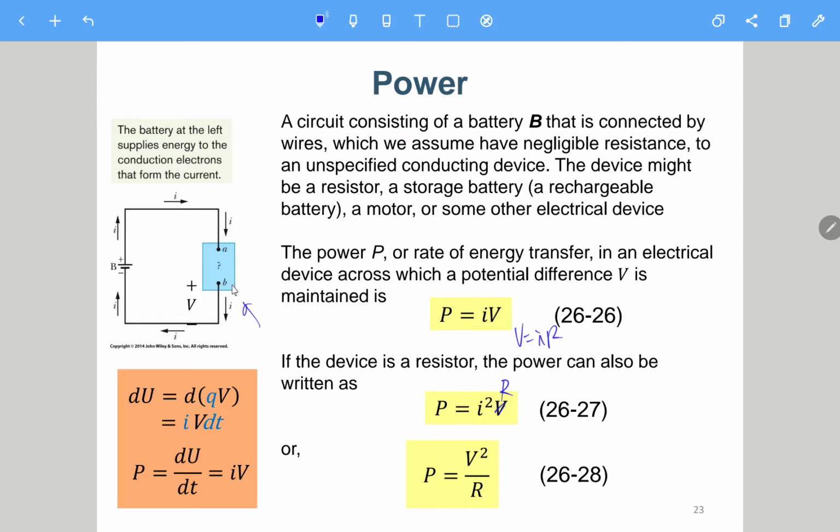Or you can also calculate the power by a supply or by a battery. In this textbook, it usually draws the battery like this, but in circuit theory, I used to draw the voltage supply or the battery like this. Actually you can also calculate the power supplied by the battery using I times V. V is the potential difference across the battery, and I is the current going through it.